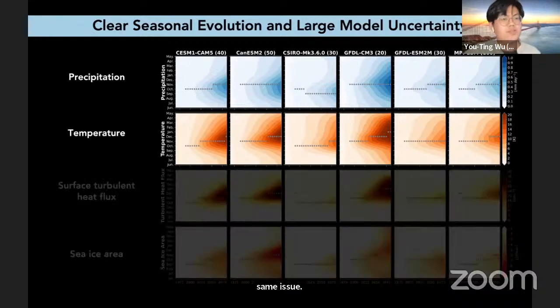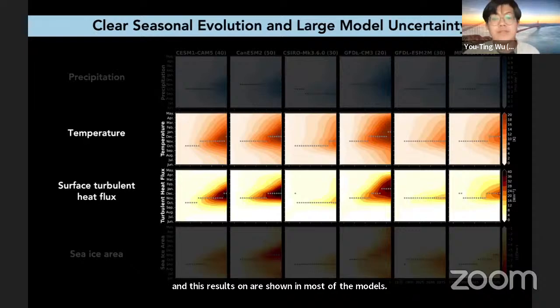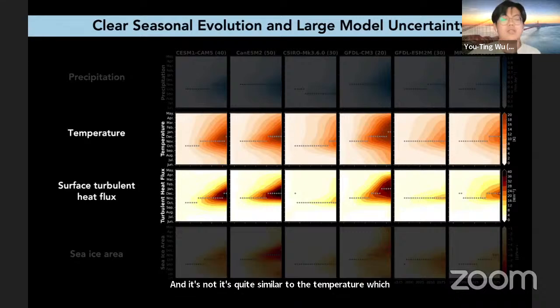So first, we compare precipitation and temperature. We found that there is a clear seasonal evolution, where the maximum value shifts from October to November or December, and these results are shown in most of the models. Next, we analyze the turbulent heat flux. We also find similar signals, where the maximum turbulent heat flux shifts from autumn to winter. This signal is quite similar to the temperature, which means that there is a strong connection between temperature and turbulent heat flux.